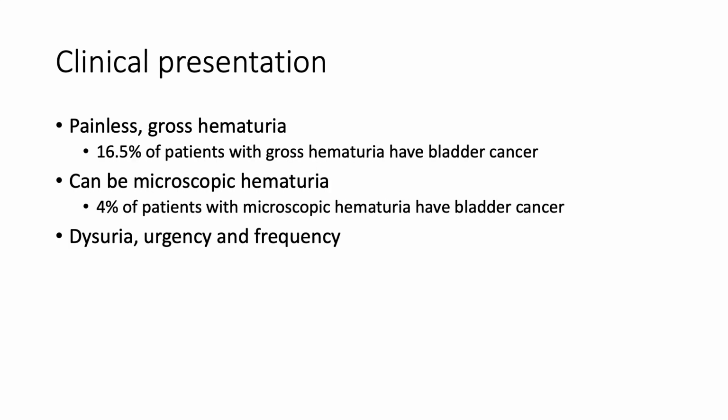The typical clinical presentation for bladder cancer is painless gross hematuria. In some studies, 16.5% of patients with gross hematuria have bladder cancer. But it can also be picked up in asymptomatic individuals with microscopic hematuria. 4% of patients with microscopic hematuria have bladder cancer. And it may show up with dysuria, urgency, and frequency.